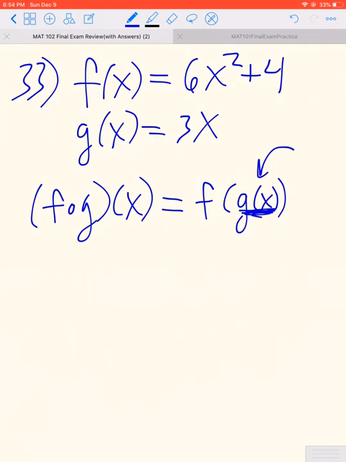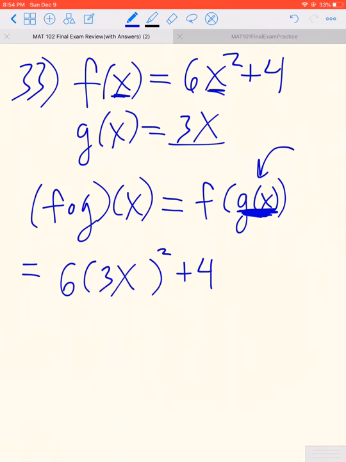Let me begin by just copying down the statement form for f. What does f tell us to do to an input? Well, it says take 6 times the square of your input and add 4 to it. This is essentially what the function f tells us to do. Well, what are we plugging into f? Well, we're plugging in the function g, which is 3x. So for my input into f, I'm putting g, which is 3x, which gives us this expression right here.